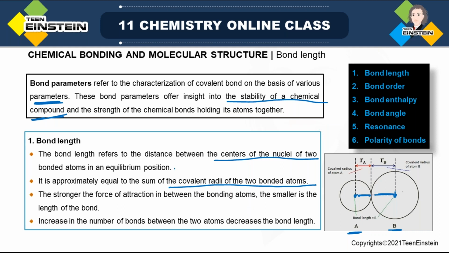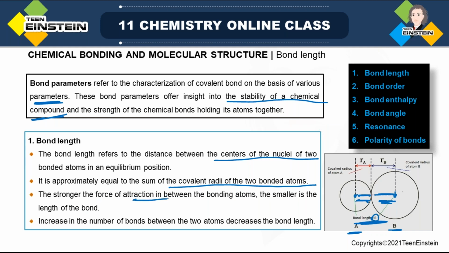So for the sake of our convenience, it is approximately equal to the sum of the covalent radii of the two bonded atoms. So if I ask what is the covalent radius of A, this is the covalent radius of A, and this is the covalent radius of B. When you take the sum, that is Ra plus Rb, that is actually the bond length. So bond length is basically capital R, which is Ra plus Rb.